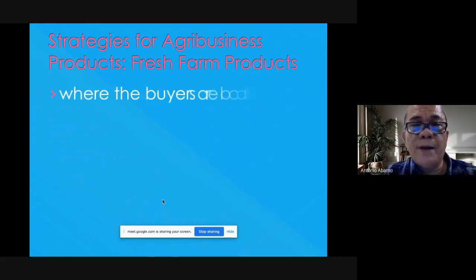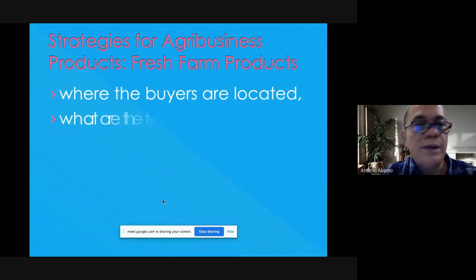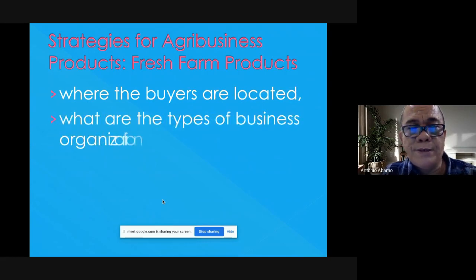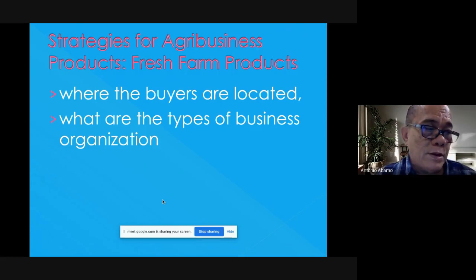So, for fresh farm products, what are the buyers, where are they located, and what types of business or organizations are they? Because the business organization will matter. For example, Gaisano Metro retail store. Okay, they buy in bulk, but they pay bank to bank. So what does it mean? You have to have a bank account. The organization or the seller has to have a bank account. So it took us a while before this organization had their own bank account.